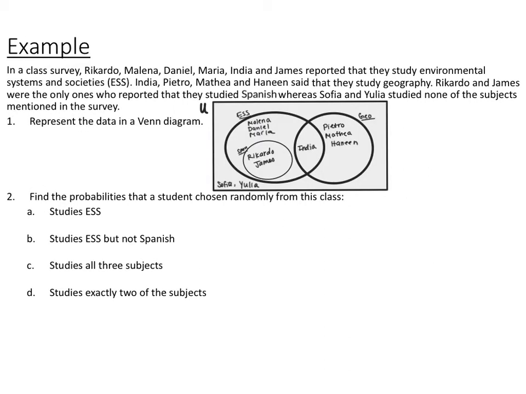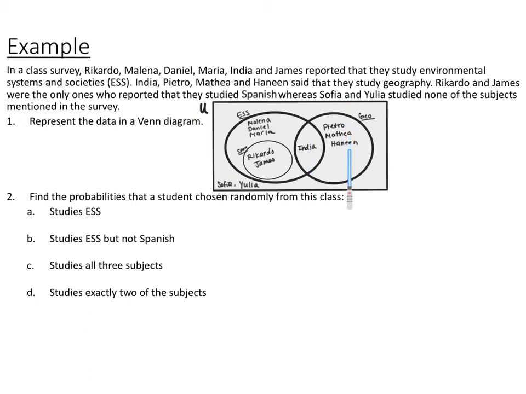So this is how I created my Venn diagram. I have 3 circles. I have the circle for environmental systems and societies, I have the circle for geography, and I have a circle for Spanish. And then I have my rectangle on the outside that represents the entire sample space. So then I went through and I figured out where people went and where people overlapped. So for example, India studies both environmental systems and societies and geography. So they're in the middle here.